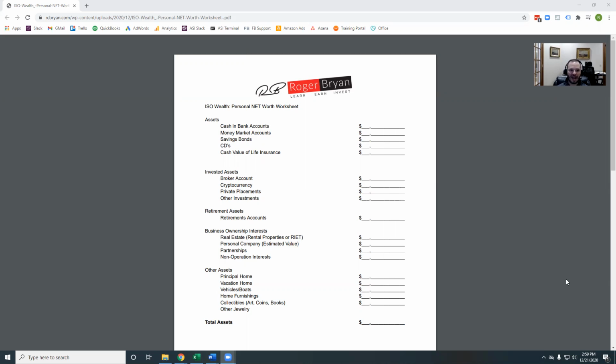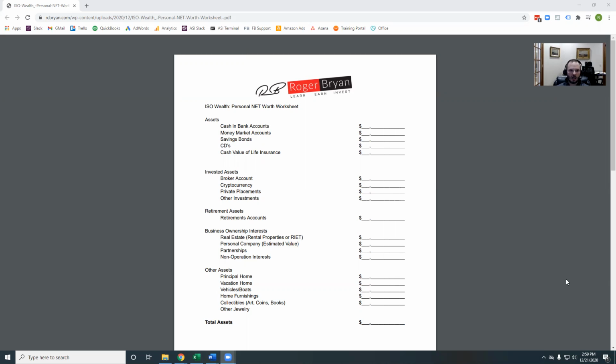Some of the other types of cash asset accounts: money market accounts, savings bonds, CDs, cash value of life insurance. When you go through the worksheet, if you don't find a category for your asset, find the best related category or write it off to the side. The whole goal is just this total asset line towards the bottom.